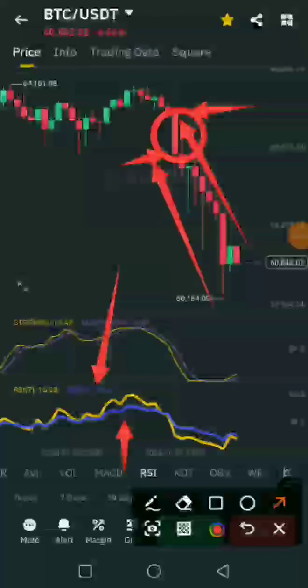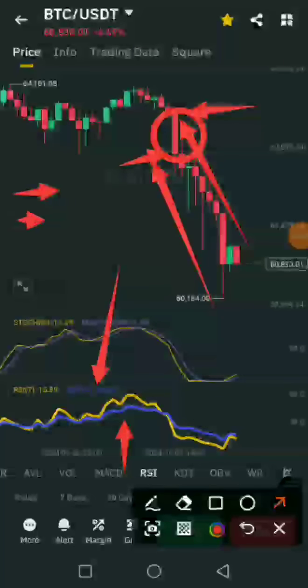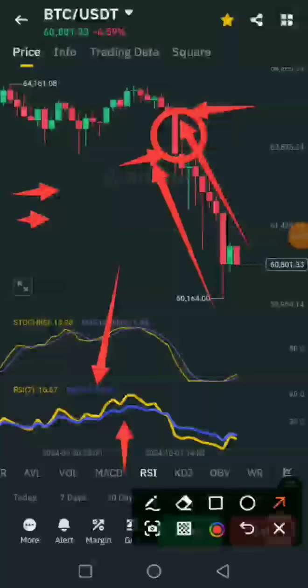Now the result it's going to give will determine whether we should buy in the market, whether the market is going upward or coming downward. I hope I'm making myself clear.